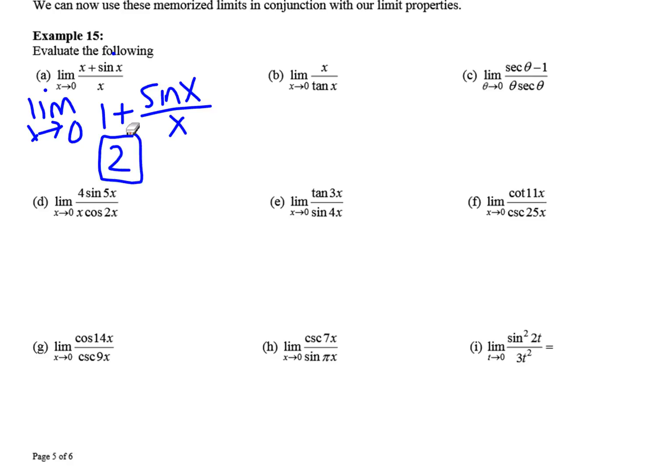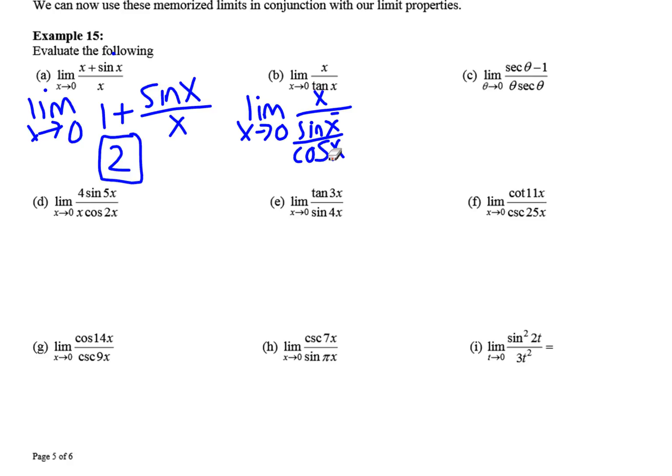Okay, this time we didn't have any properties with tangent, so we're going to have to use the quotient property of tangent. We're going to make sine over cosine. No, we can't just plug in 0 immediately because we get 0 over 0. That's a problem. So this doesn't really help us.